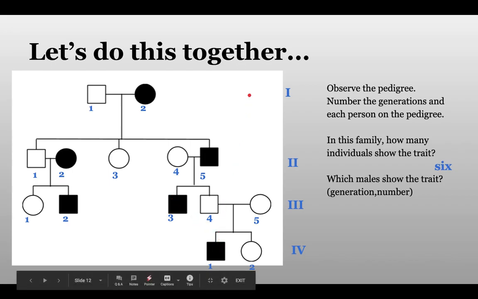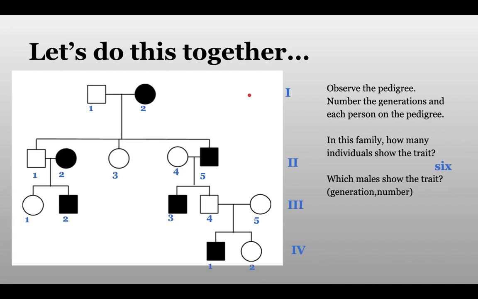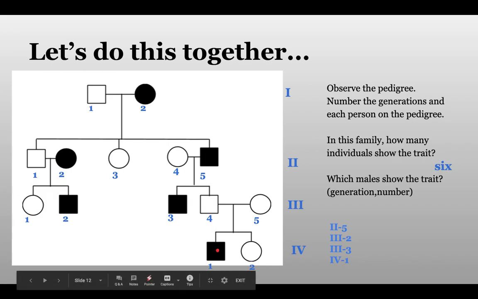And then the last question: which males show the trait? Be sure to give the generation and the number. Go ahead and pause that as you answer. Did you get these 4? Generation 2, number 5. Generation 3, number 2. Generation 3, number 3. And Generation 4, number 1.